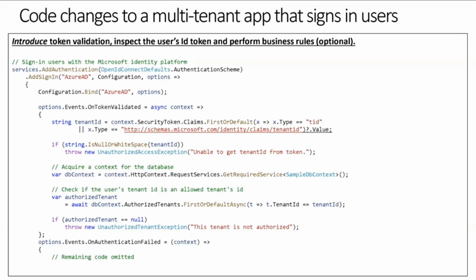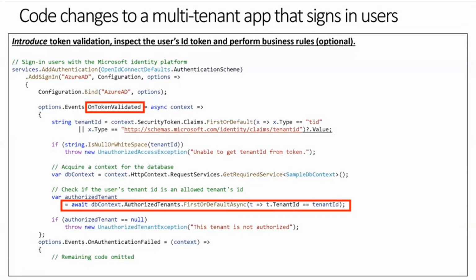So you can introduce token validation, and I've provided some code as an example here. This is how you do it in ASP.NET Core, code written in C#. In ASP.NET Core, our libraries provide you with an event called OnTokenValidated. So when a user signs in and the middleware has validated that it's a valid token issued by Azure AD, in this piece of code here, we are basically picking up the tenant ID of the signed-in user. We are picking up a list of tenant IDs that this multi-tenant application wants to work with.